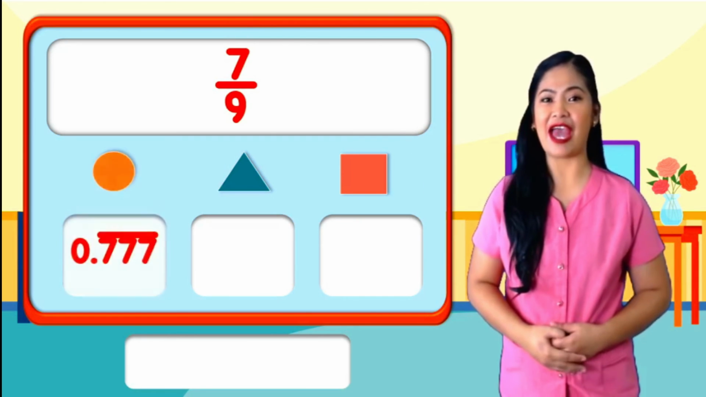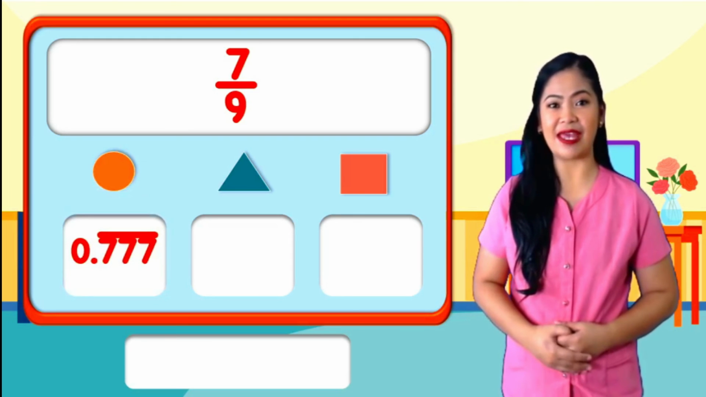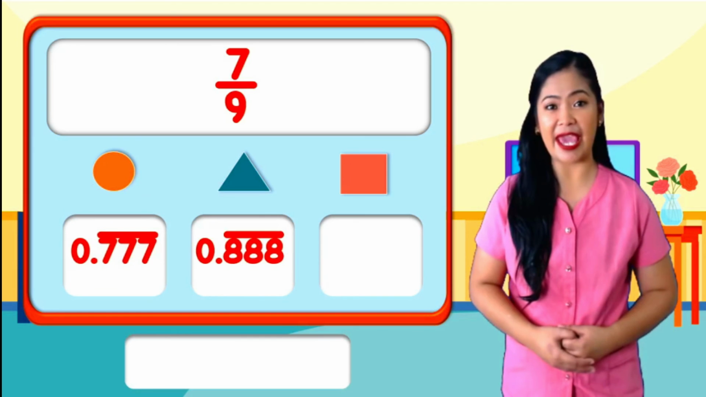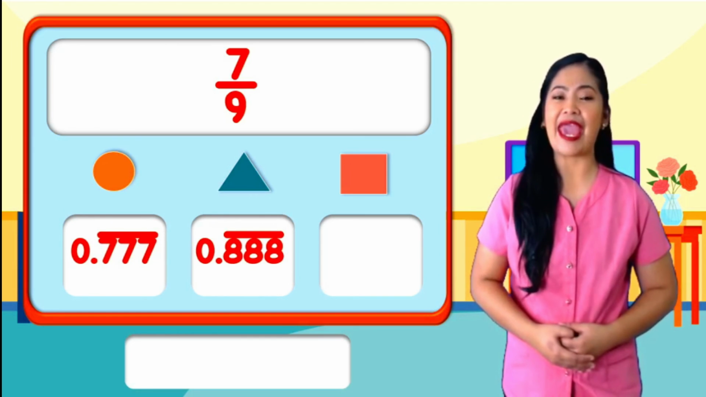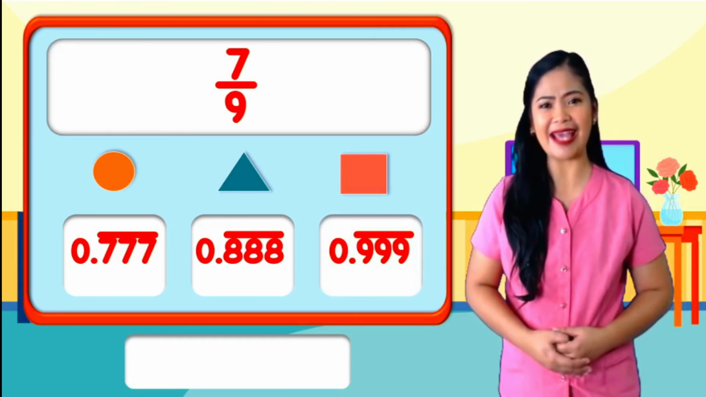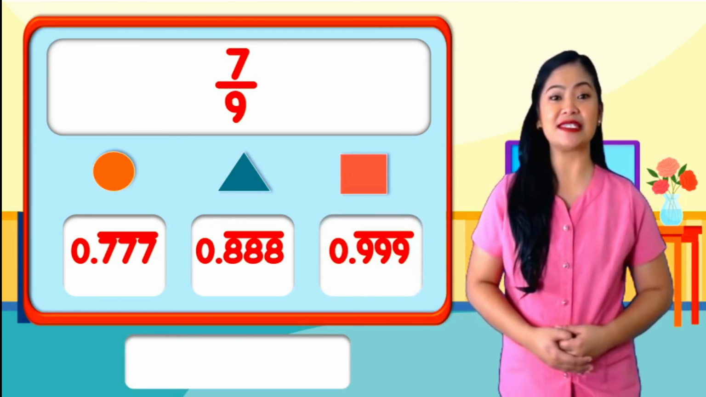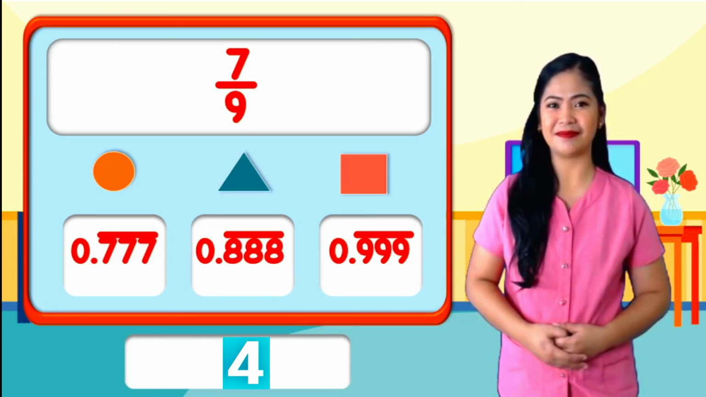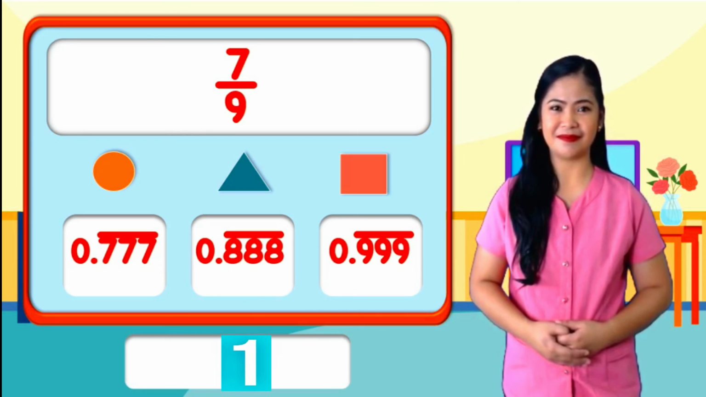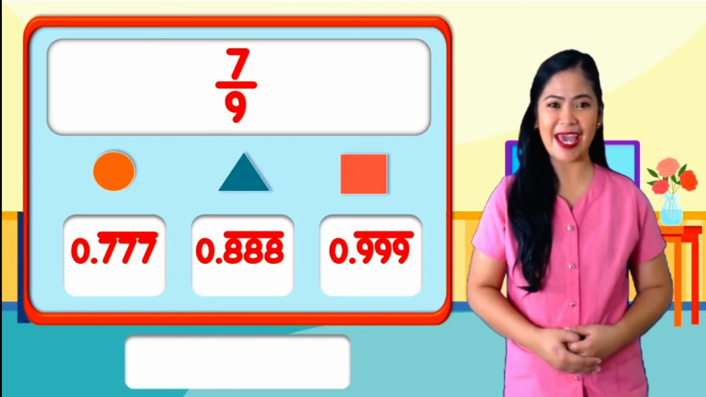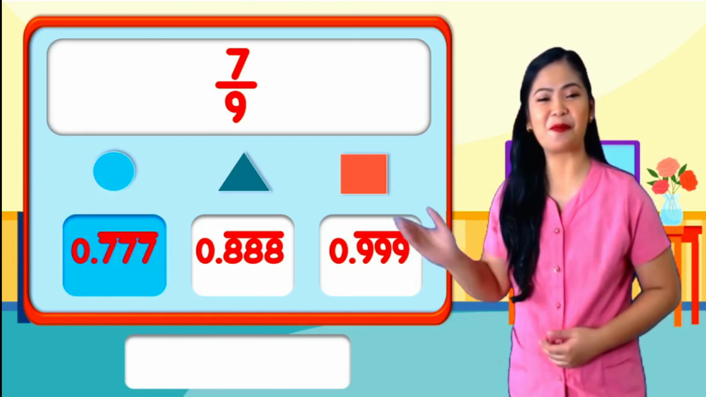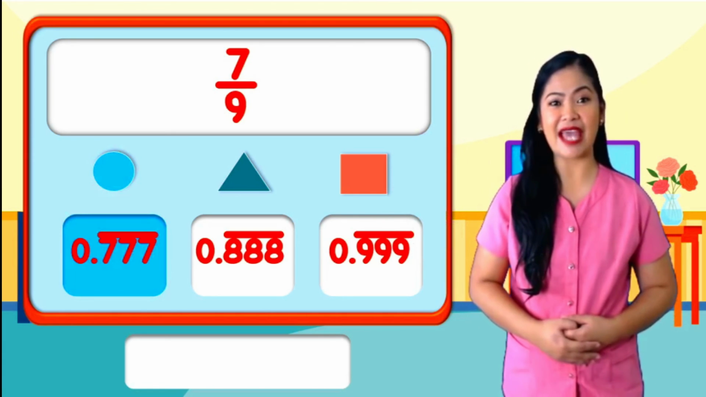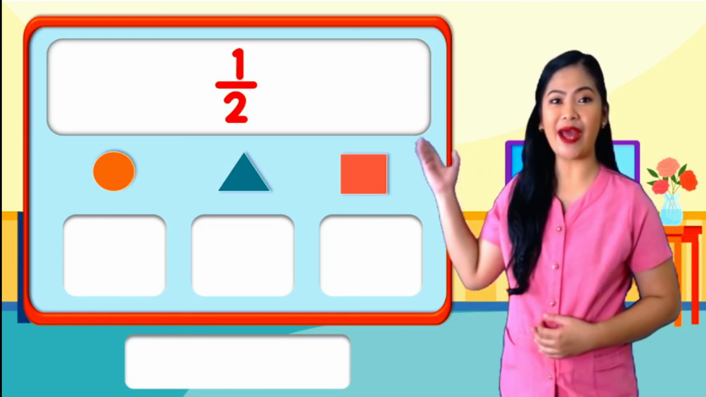For circle, you have 0.777 repeating. For triangle, you have 0.888 repeating. And for square, you have 0.999 repeating. Is it circle, triangle, or square? The correct answer is circle, 0.777 repeating. This time, let us have the decimal form of 1/2.